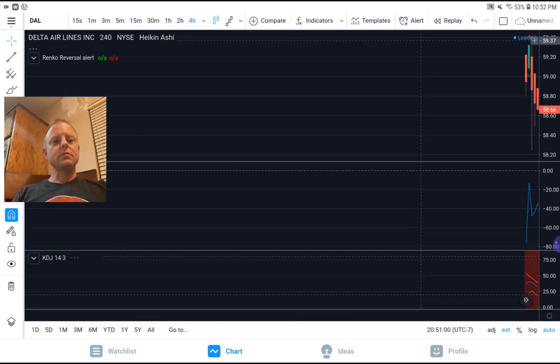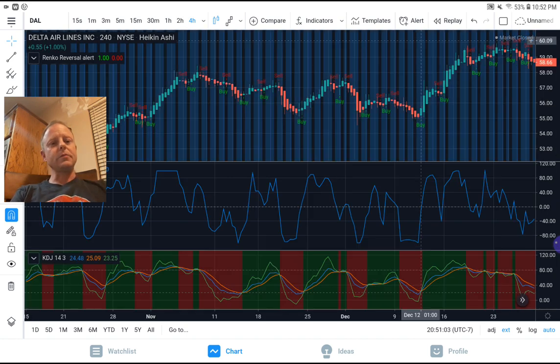This works on anything. You'll typically find a 14-3 setting on most KDJs. You can play around with the numbers and set them how you like, but even here, we got Delta Airlines. Start here to trough. As that delta line increases, don't catch it too far into it. I try to catch it between 0 and 30. You've got more green days than you have red days. Once it peaks, you're going to have more red days than green days.